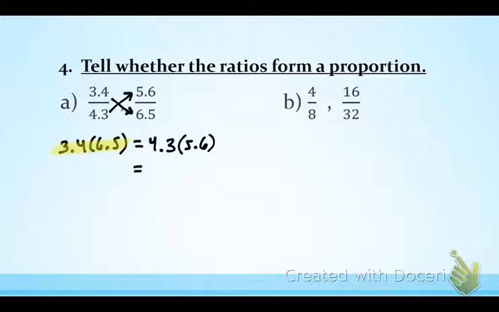Go ahead and plug this into your calculator. 3.4 times 6.5. Landon, what do you get? You get 22.1. Gabby, what about the other side? When you multiply 4.3 times 5.6, what do you get?